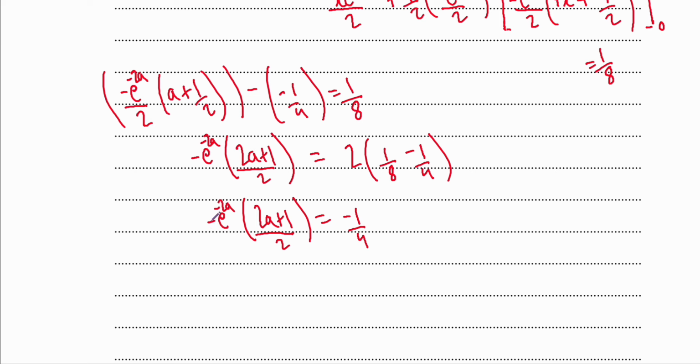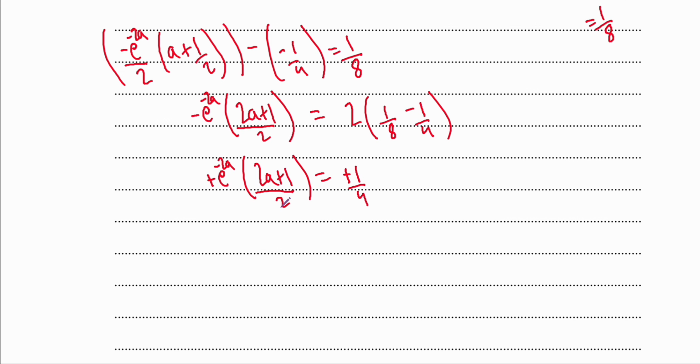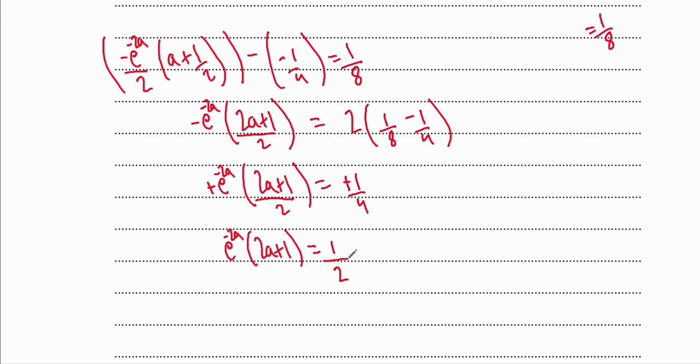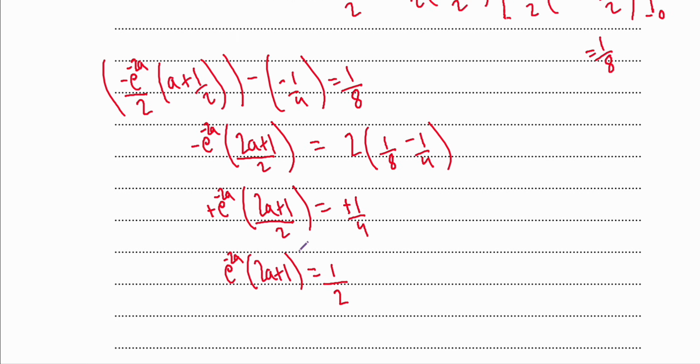Well, we can get rid of the negatives, right? Because there's a negative here and a negative here, so we can make that positive, and we can make that positive. Okay, so far so good. Now we can multiply this by 2, right? So we have e to the negative 2a times 2a plus 1 is equal to 2 over 4, which is a half. Okay, and that's all we can do with just regular manipulation.